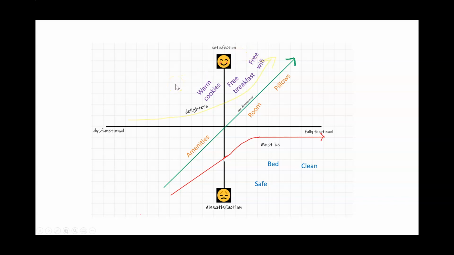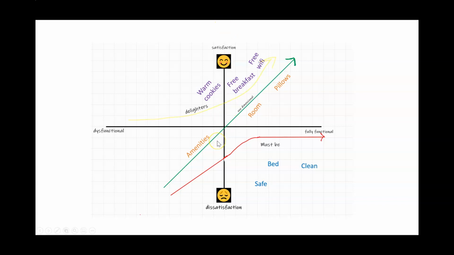Now, what do you think happens over time with these delighters? Well, I'll age myself, and way back in ancient times when I first started staying in hotels, having an ironing board and an iron as well as a hairdryer was a delighter. But now those items are pretty basic. And for a lot of people, we might think those are must-be's.